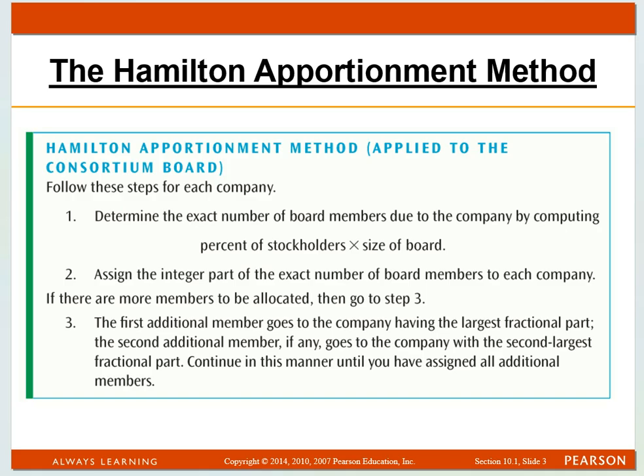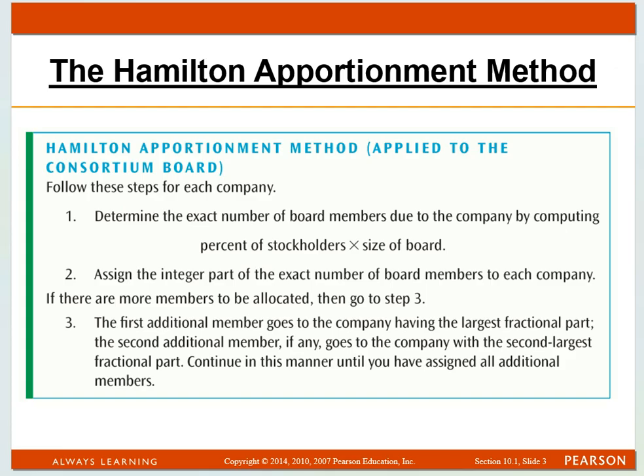And this says Hamilton method applied to a consortium board, which is like, you can do this apportionment with anything. You can do it with the House of Representatives. You can do it with people sitting on a board. You can do it if you're running a fair in your school and you have to figure out how many booths you should give to each company that wants a booth or a table. I mean, it's just how you want to divide things up.